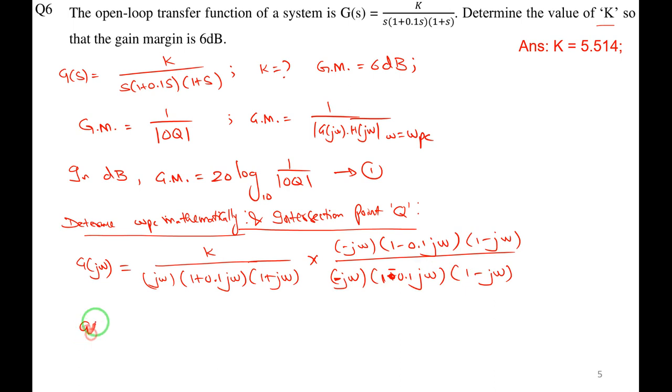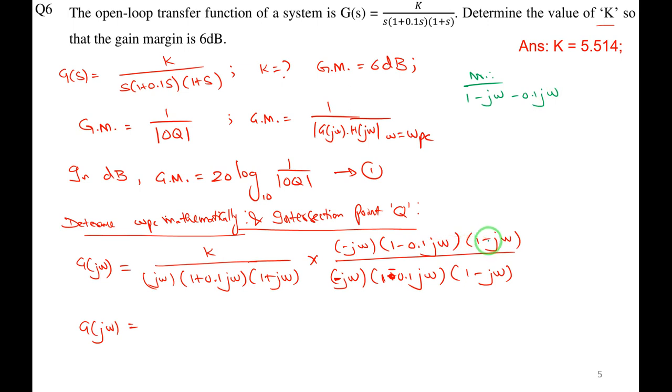Okay, G of j omega equal to, let me take the numerator, so I'll be changing the ink color. Let me do the rough work here only. First I will multiply these two. 1 into 1, numerator I'm doing. 1 into 1 is 1. 1 into minus j omega is minus j omega. Minus 0.1 j omega into 1, minus 0.1 j omega.